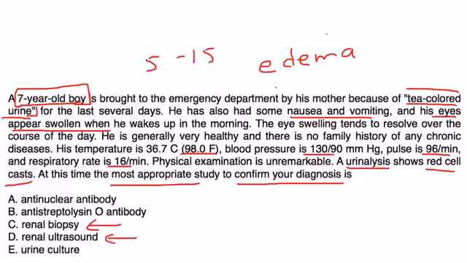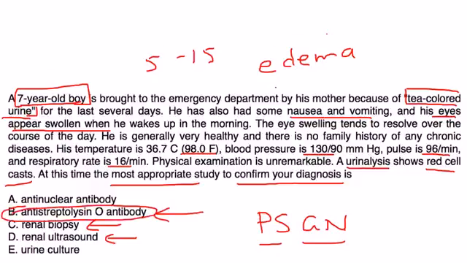Ultrasound is expensive. It's an imaging study. A simple test, when you have a suspicion of glomerulonephritis, and in particular a post-strep glomerulonephritis, which would present with tea-colored urine, would be the anti-streptolysin O antibody. So that's the answer in this question.